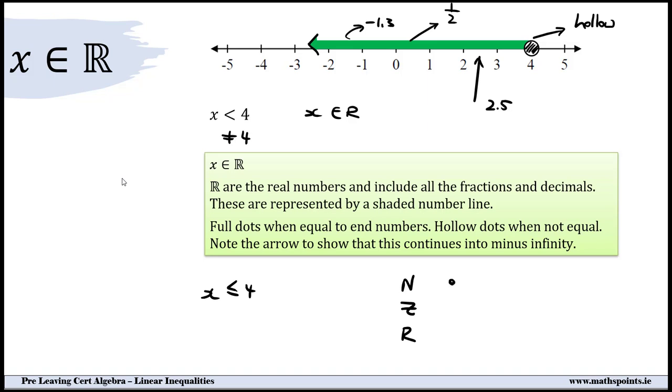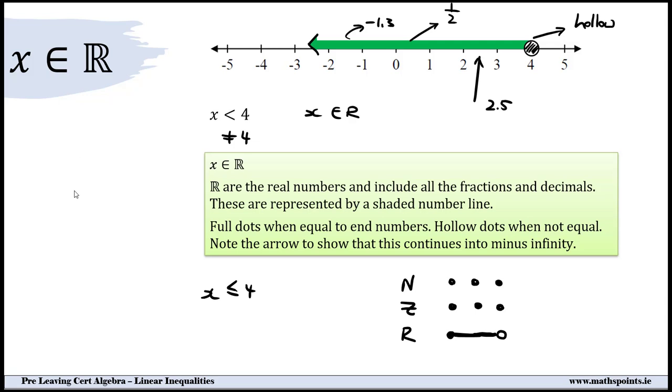Natural numbers and integers, remember, will be colored in with full dots. And then if we have a real number line, we have full dots to represent if a number is included, and we have shading in to represent all the numbers in between. And then obviously hollow dots will represent that it's not included.